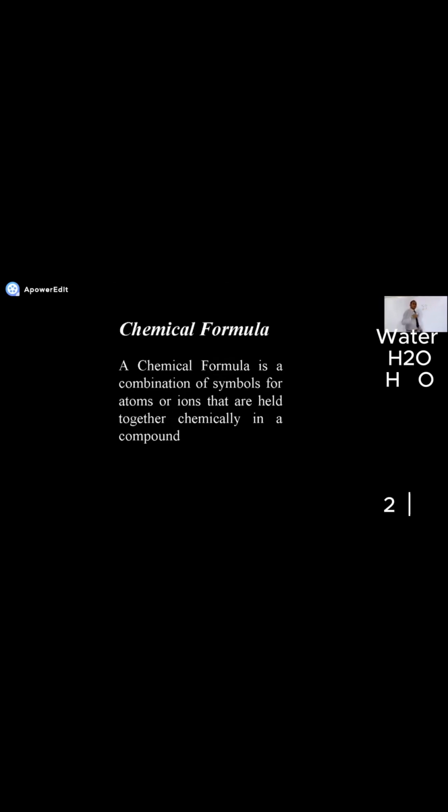Alright? So the definition you can see on the screen: a chemical formula is the combination of symbols. What is the symbol of hydrogen? H. What is the symbol of oxygen? O. And it forms a formula of a compound. So a chemical formula is a combination of symbols for atoms or ions which are held together chemically. Okay? Now there are two types of chemical formulas.